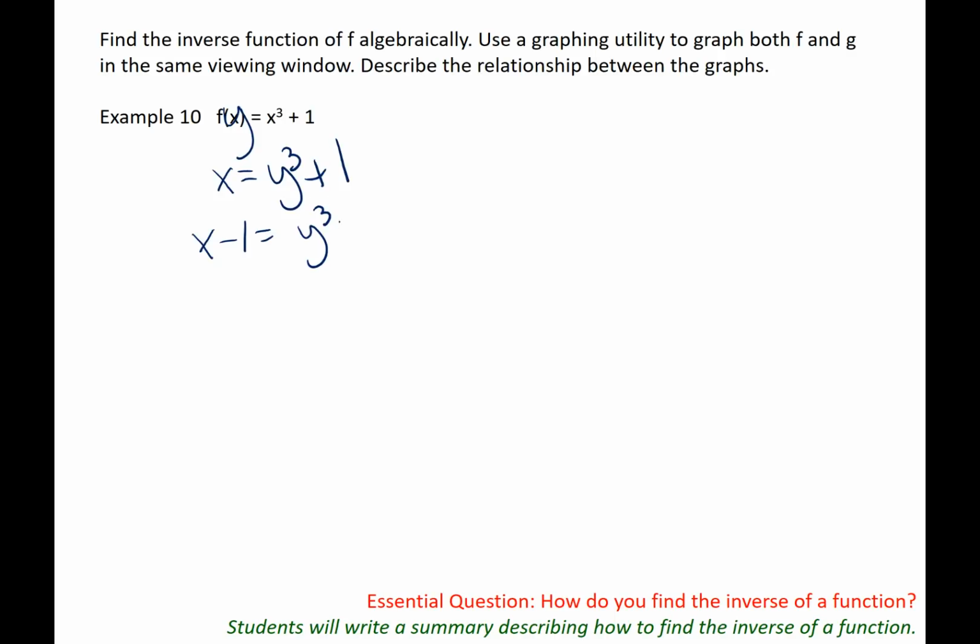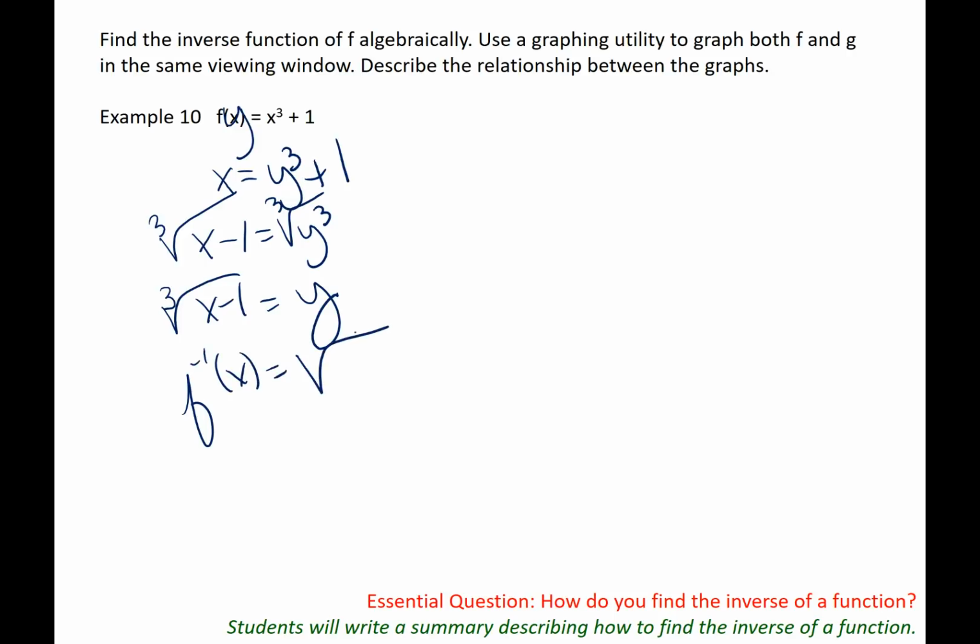How do we undo the cubed? That's right, we would cube root both sides. So we've got the cube root of x minus 1 equals y. And again, if it starts in function notation, we end in function notation. So I'm going to write f inverse of x equals the cube root of x minus 1. All right, so we're going to go ahead and get that graphed. So I'm going to go back to my calculator.